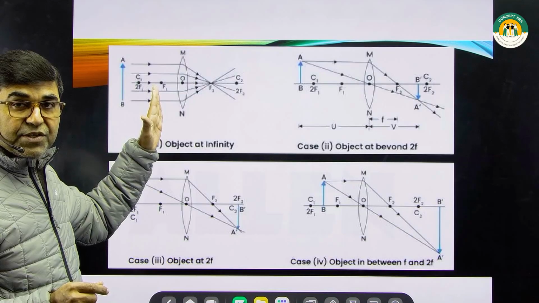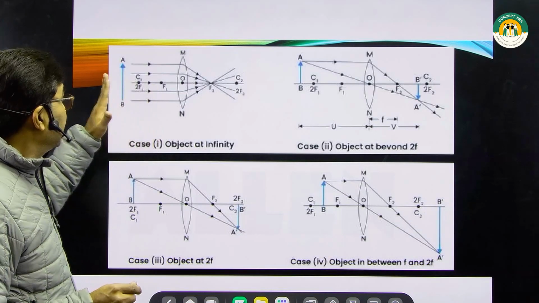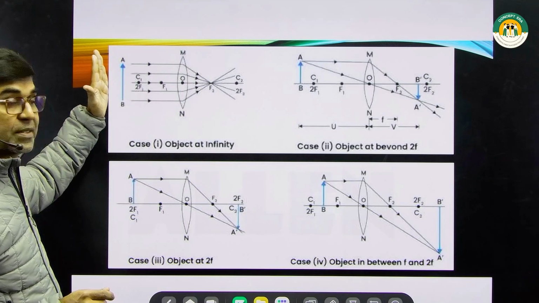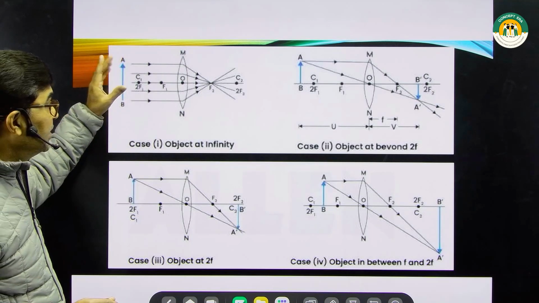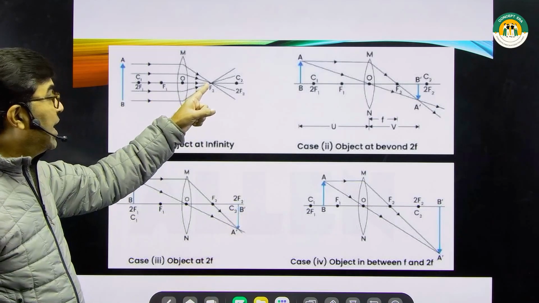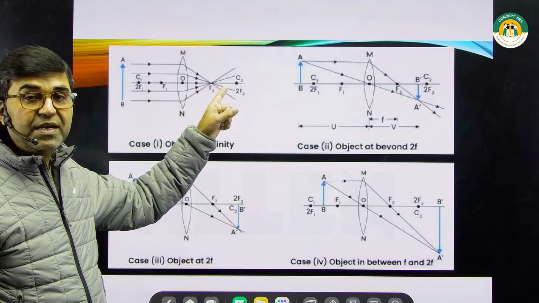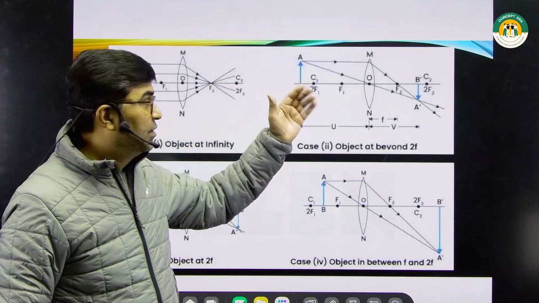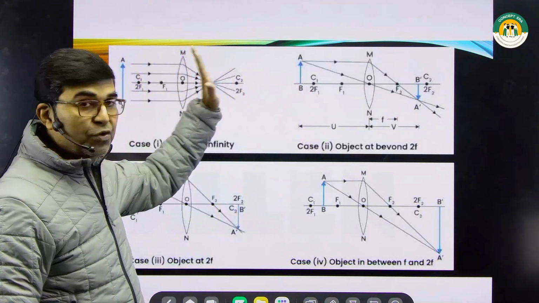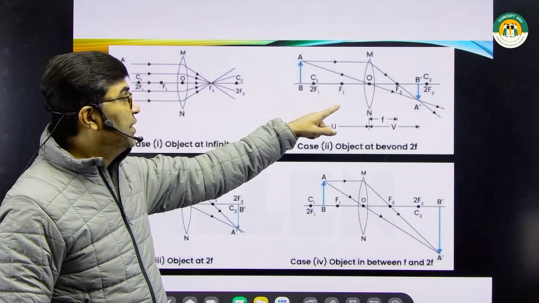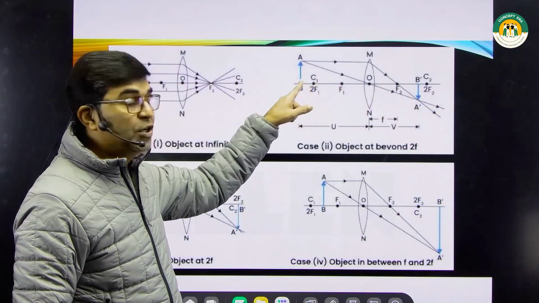Like in the case of spherical mirrors, there are cases of spherical lenses also. When the object is placed at infinity, the image is formed at the right side focus, and it will be real, inverted, and highly diminished. If the object moves closer to the lens, the image will move further. Now the object is placed beyond 2f.